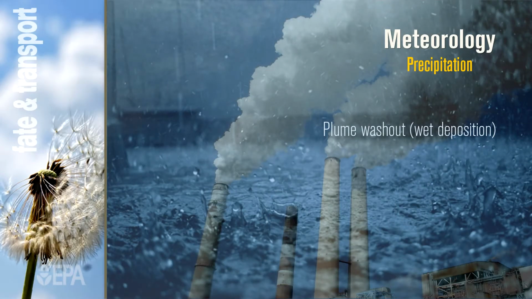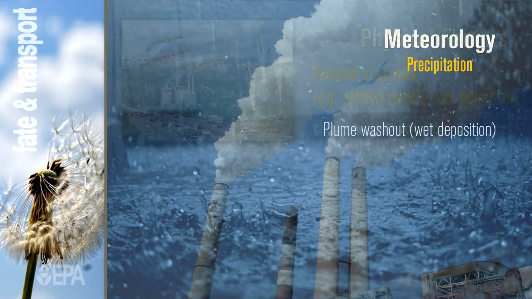Another concept is precipitation. Now, if the plume comes in contact with a cloud or rain or sleet or snow, the droplets can actually wash or scavenge out the plume itself. And then the plume will fall to the ground in the form of liquid or water droplets that contain the air toxic we were dealing with previously in the air.